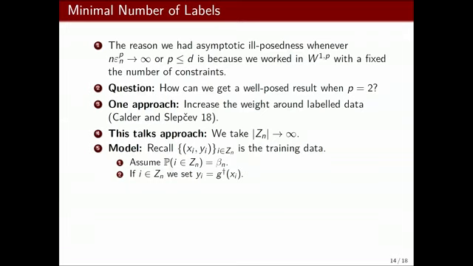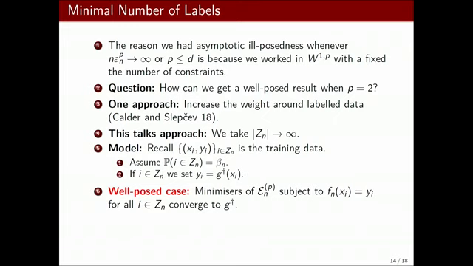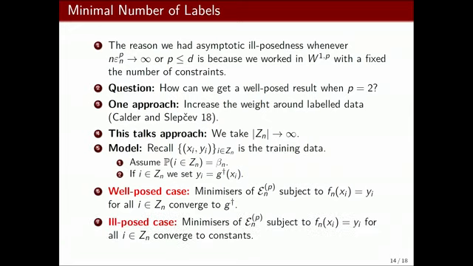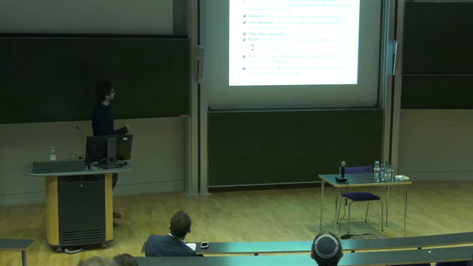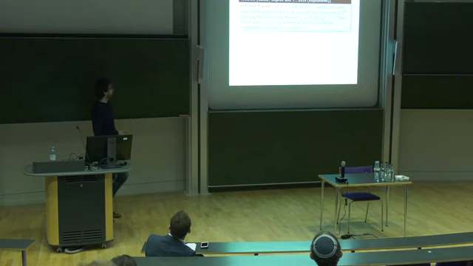So it's really still the semi-supervised learning problem. If our data point is a training data point, then we set y_i equal to g dagger of x_i, for some g dagger which we fix. The well-posed case would be when minimizers of this energy subject to the constraints converge to g dagger. The ill-posed case would be when minimizers of this E_n^p subject to the constraints converge to a constant. So the question is, which case will we be in? How does beta need to scale? How does epsilon need to scale?